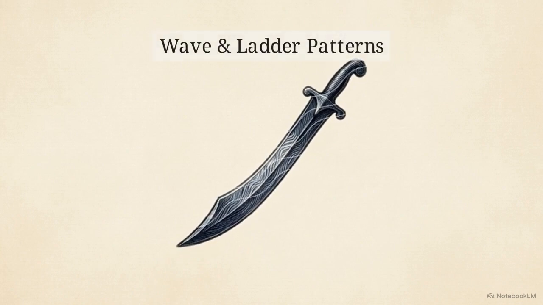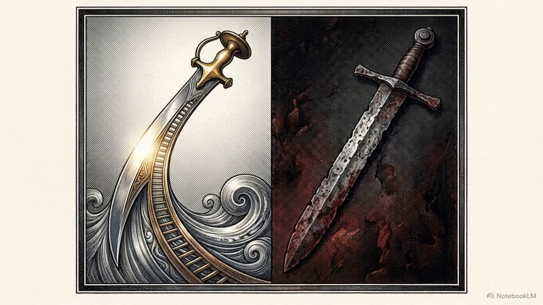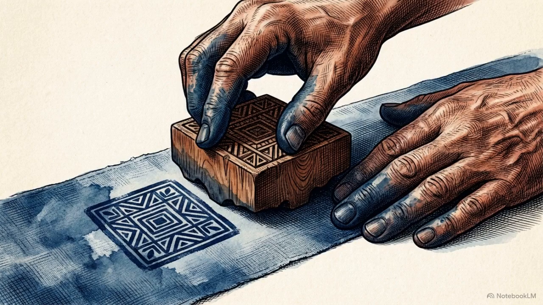The clustered carbides create the distinct wave and ladder patterns visible on the finished surface. European metallurgists could not reliably achieve this exact carbon concentration until the Industrial Revolution. This precision extended beyond metallurgy.